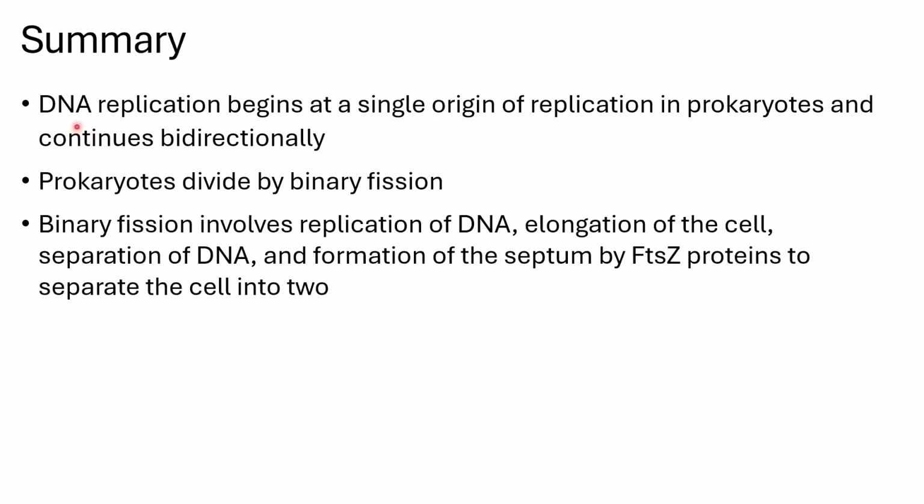In this video, we learned that DNA replication begins at a single origin of replication in prokaryotes and continues bidirectionally. We also learned that prokaryotes divide by binary fission, which involves replication of DNA, elongation of the cell, separation of DNA, and formation of the septum by FtsZ proteins to physically separate the cell into two. In the next video, we will learn more about eukaryotic chromosomes and cell division.